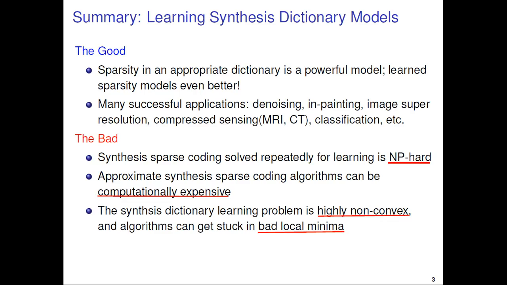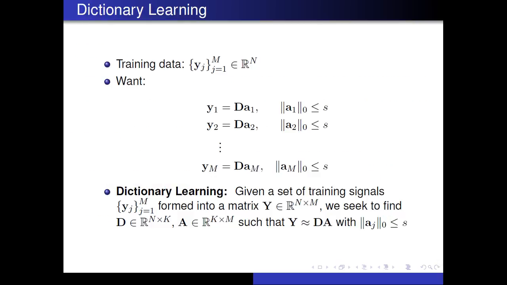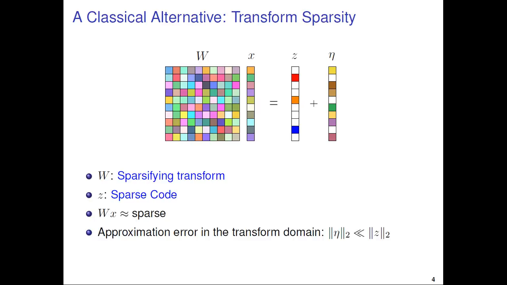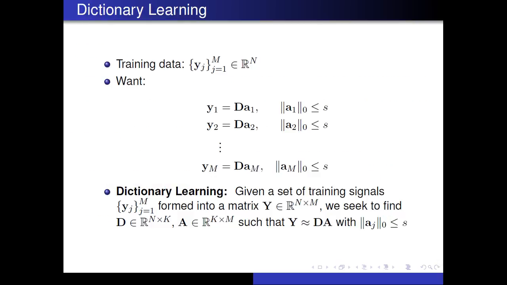In fact, it's a hard problem because to solve it, essentially, you guess a dictionary, and then you find the sparse solutions. If the result is good, you stop. If it's not good, you change the dictionary a bit, tweak it, and resolve the sparse coding problem. So you have to solve the sparse coding problem many times. The sparse coding problem is NP hard, and you have approximations, which are expensive, so the whole thing can be expensive. In fact, the problem is non-convex, so you can get stuck in some local minima.